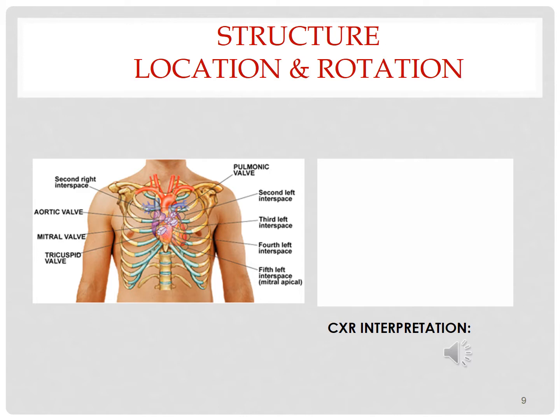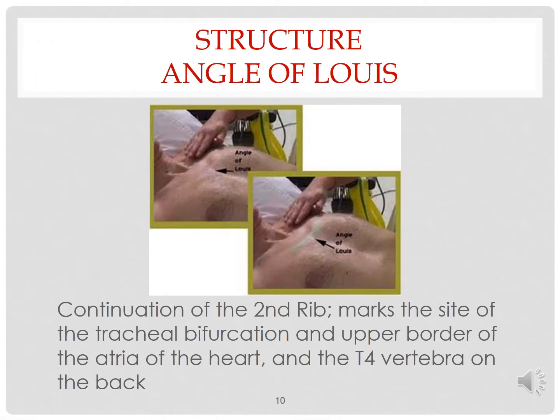The precordium is the area of the anterior chest overlying the heart and the great vessels. The angle of Louis, or the sternal angle, is the continuation of the second rib. It marks the site of the tracheal bifurcation and the upper border of the atria of the heart, and also the T4 vertebra on the back.